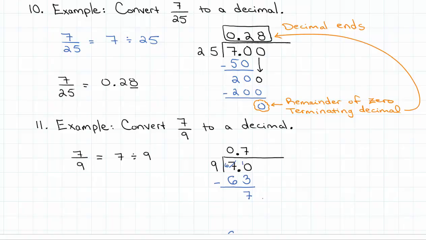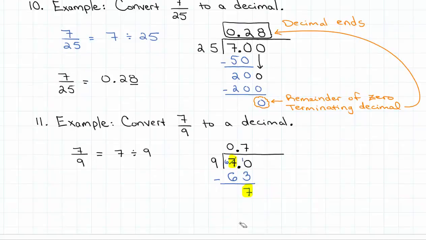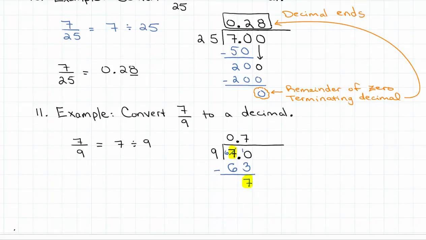And I get 7. Notice that I had originally started with a 7 up here. This 7 right here, notice that I had a 7 up here. So it looks like this is a repeating decimal, but just to be on the safe side, let's do a few more here.